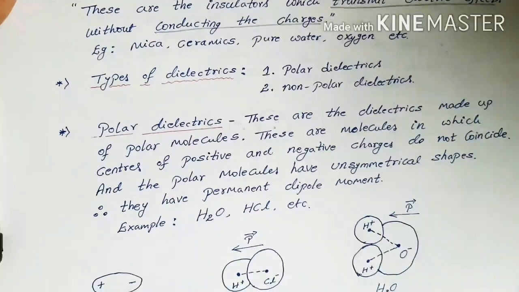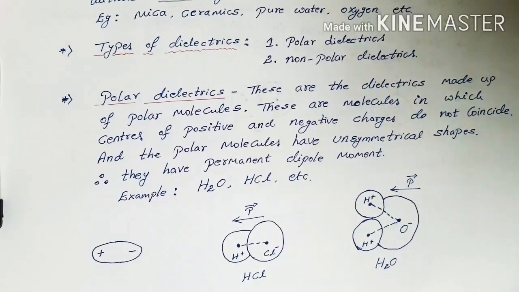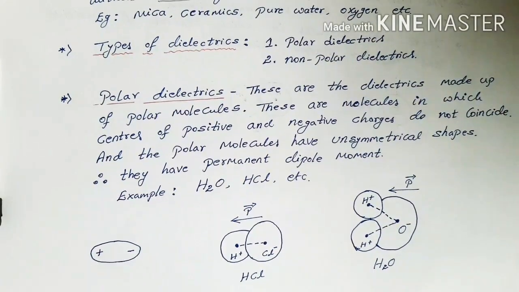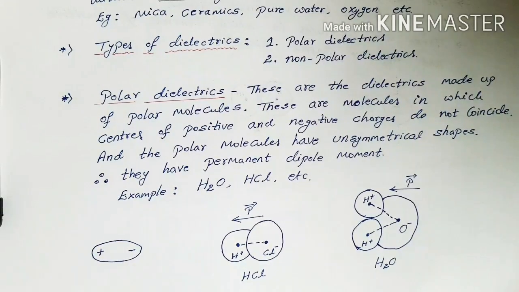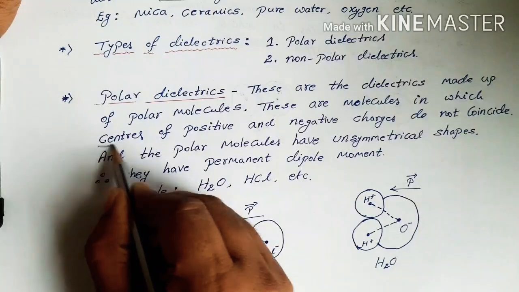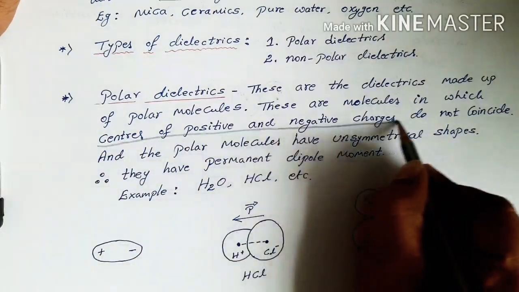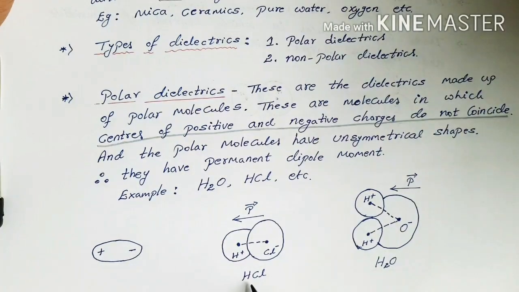What is the meaning of polar dielectric? These are dielectrics made up of polar molecules. Polar molecules are molecules in which the centers of positive and negative charges do not coincide. Very, very important here. You can see in the picture, in HCl, the H plus and the Cl minus are separated by a certain distance; they do not coincide.